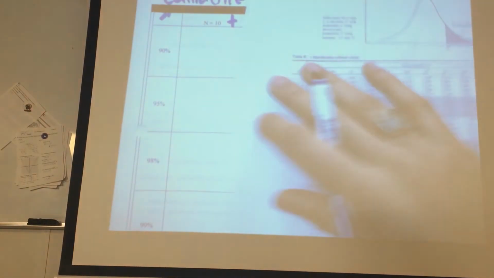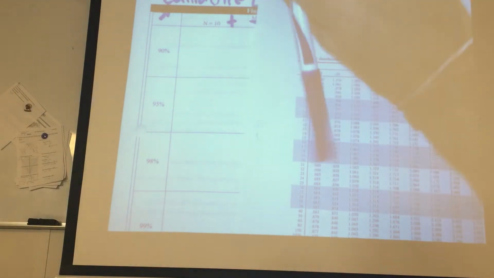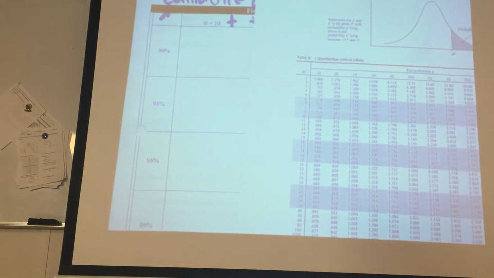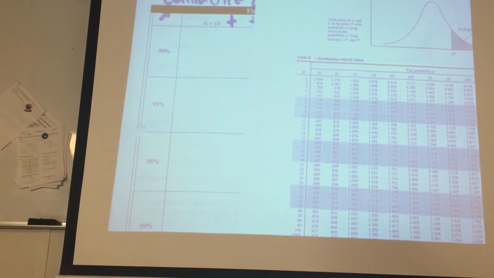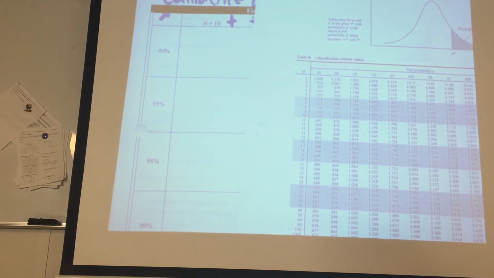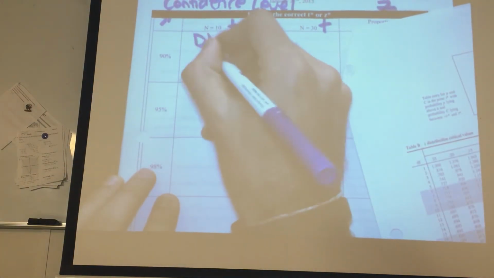So they told us for the first set, n equals 10. If n equals 10, does anybody remember the degrees of freedom? How do we get that? 1 minus n? If I did 1 minus n, I would get negative 9. So I don't want negative 9. N minus 1. So over here, for this column, the degrees of freedom equals 9.